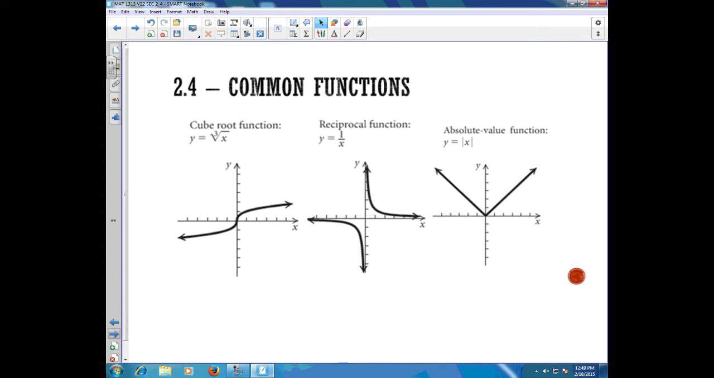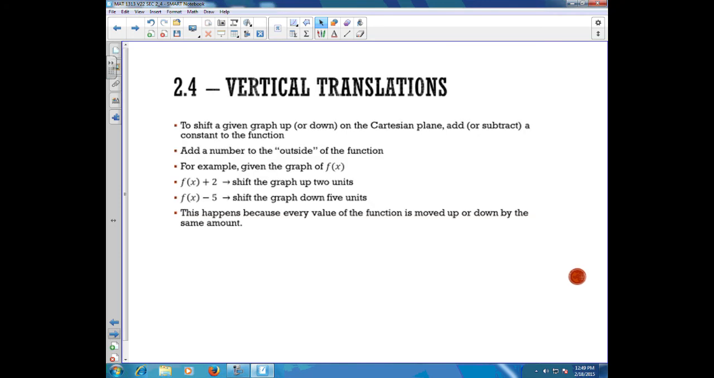And so we're going to use all these functions, and we're going to use transformations to move these functions around on the Cartesian plane. So the first thing we're going to talk about is a vertical translation. To shift a graph up or down on the Cartesian plane, you want to add or subtract a constant to the function. Okay, we're going to add a number to the outside of the function. We're going to talk about what that means in just a moment.